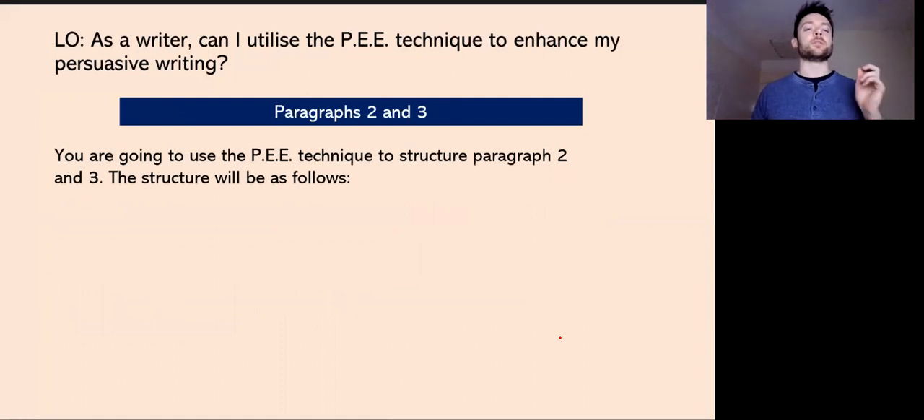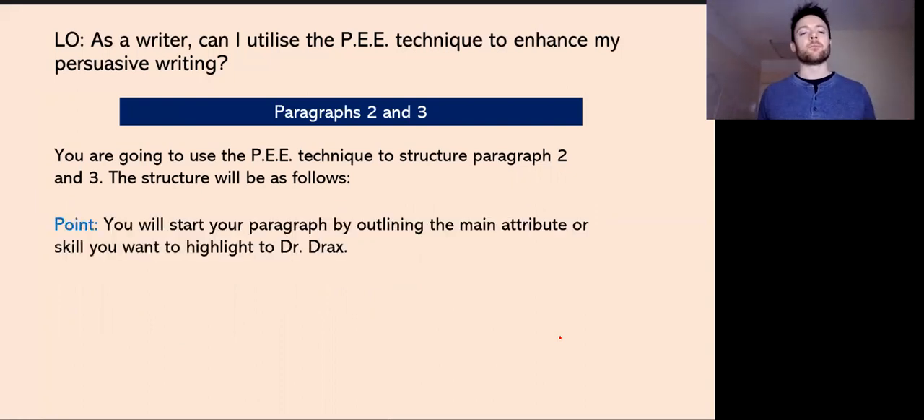So you're going to use the PEE technique to structure paragraph 2 and paragraph 3. And the structure will be as follows, okay? So your point, you're going to start your paragraph by outlining the main attribute, characteristic or skill that you want to highlight to Dr. Drax, okay? What is something that's really important that you need Dr. Drax to know about, okay? Now remember, you've only got 2 paragraphs here, and that means you've only got 2 points, so be selective, okay?